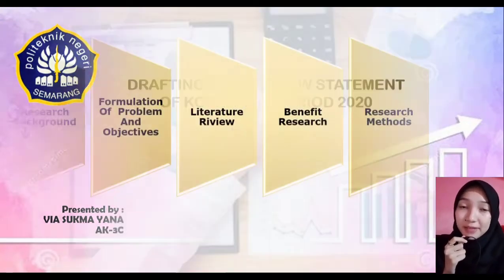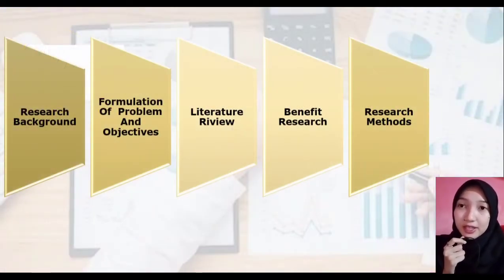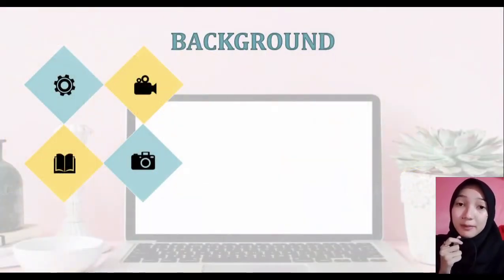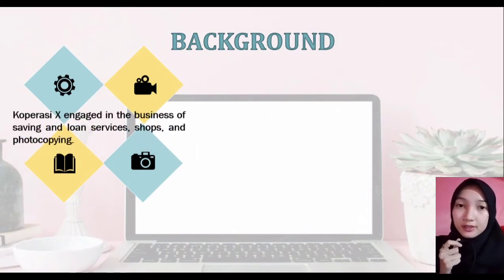Before I start the presentation, I would like to explain the sequence of the seminar. This seminar is divided into 5 parts consisting of research background, formulation of problem and objective, literature review, benefit research, and the last, research method. Okay, I will start the seminar with the first part, research background. In this slide, I will explain why I chose the title of my research.